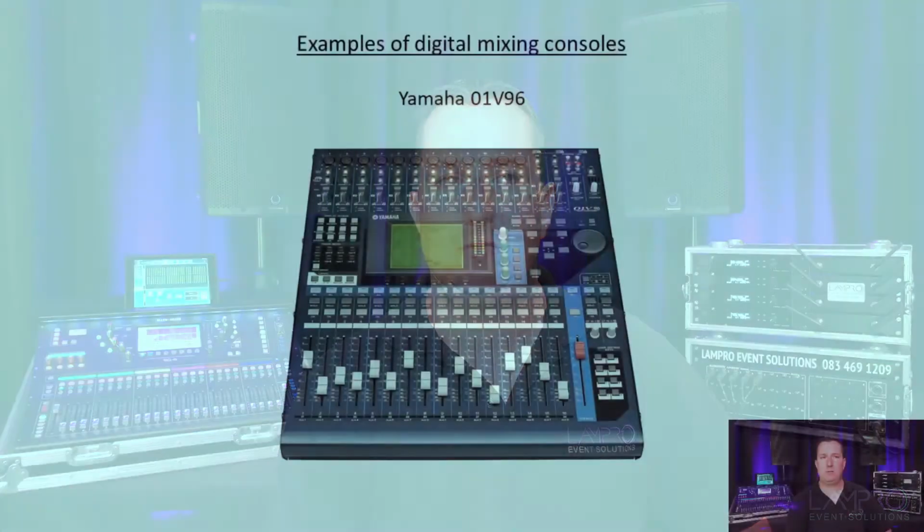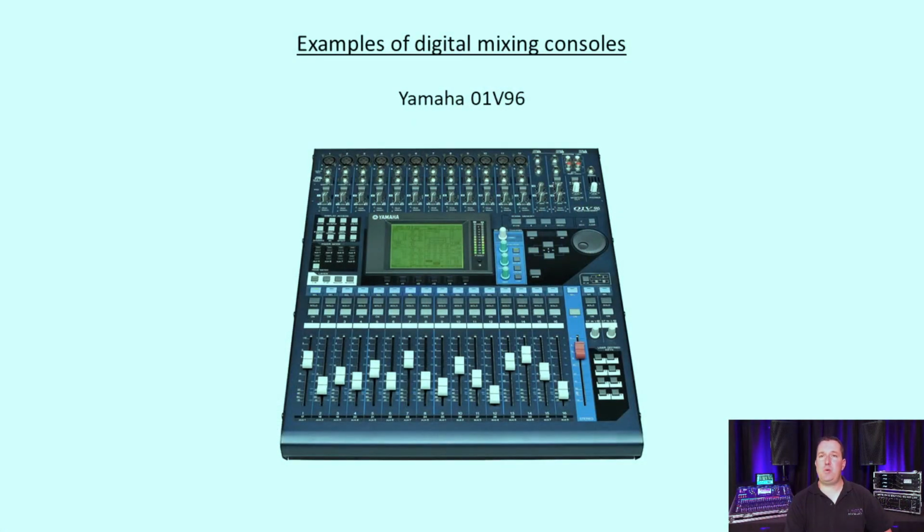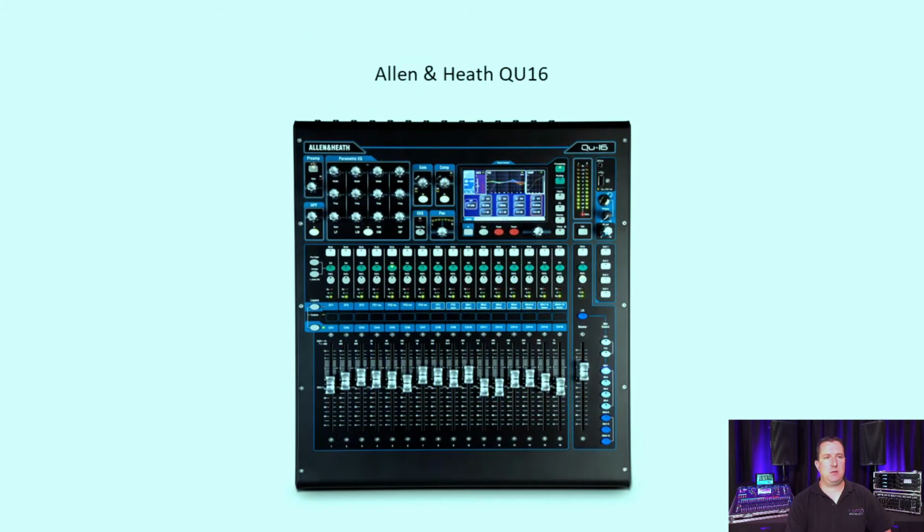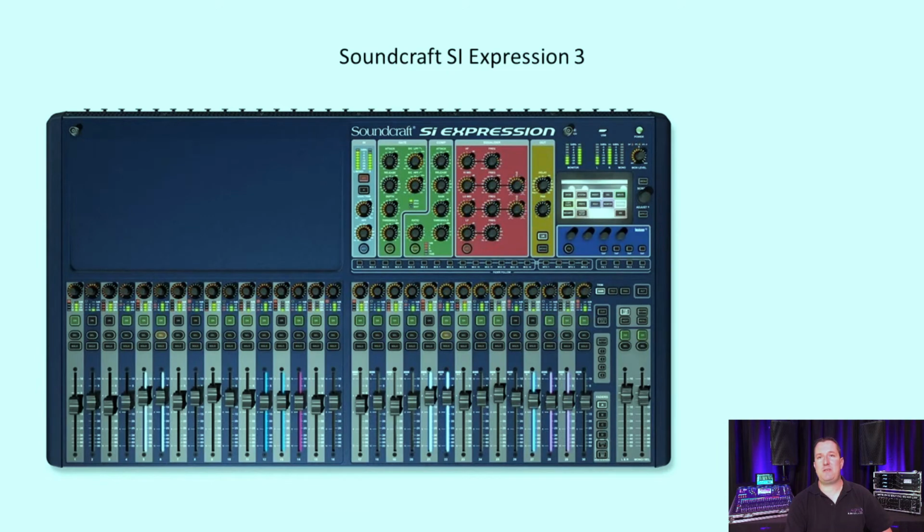Here are some examples of digital mixing consoles. All of them have built-in dynamics, graphics, and effects processors. First, we have the Yamaha O1V96, one of the earliest digital mixing consoles that were launched in the early 2000s. Next, we have the Allen & Heath QU16, an affordable digital mixing console with 16 local inputs and a range of processing features. Here, we have the Soundcraft SI Expression 3 with 32 local inputs.